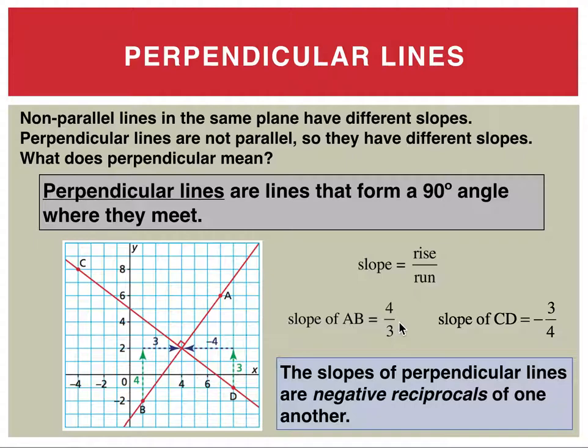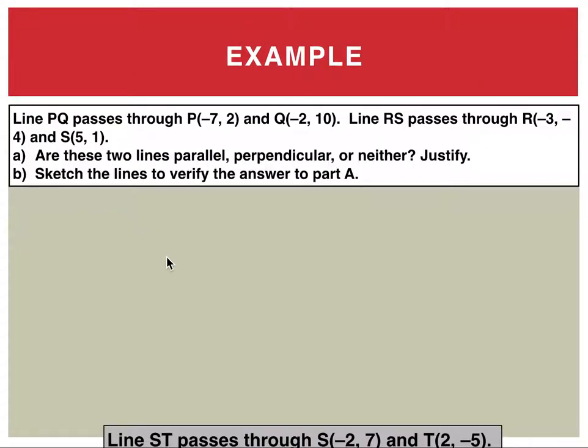So they're complete opposites. The 4 and the 3 switched places. So instead of being 4 over 3, now it's 3 over 4. And instead of being positive 4 over 3, now it's negative 3 over 4. So the sign changed, and also they flipped. Now we call that flipping reciprocals. So we call these negative reciprocals, because one of them is positive, one of them is negative, and they're reciprocals. So anyway, let's look at what that means.